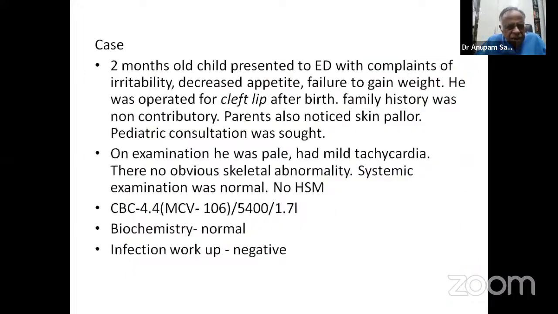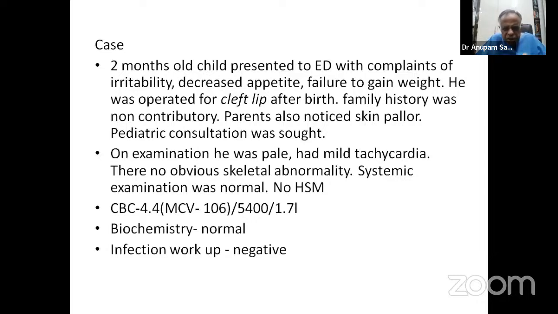Now, case number two is a 2-month-old child presented to the emergency department, with complaints of irritability, decreased appetite, failure to gain weight, and was operated for cleft lip after birth. Family history was non-contributory. Patient's parents also noticed skin pallor. Pediatric consultation was sought. On examination, he was pale, had mild tachycardia.